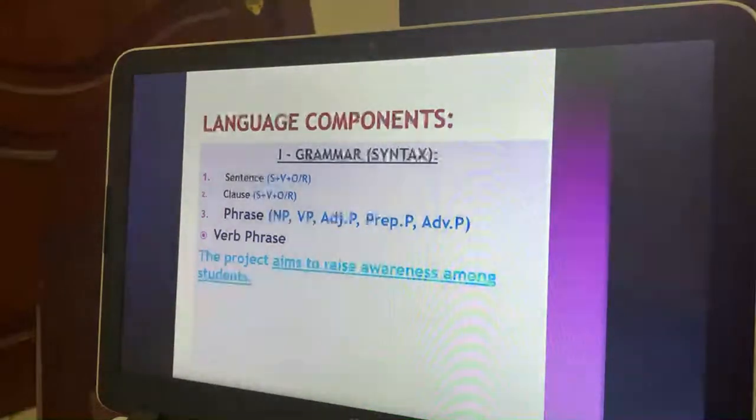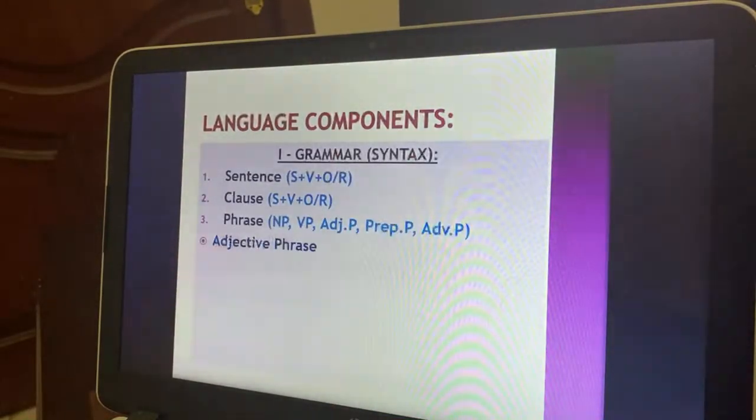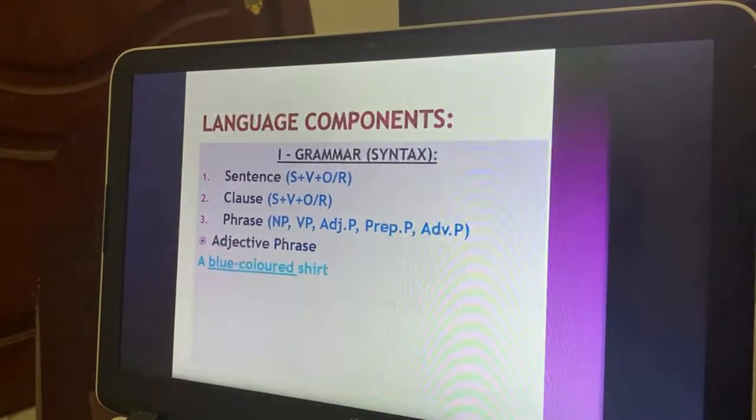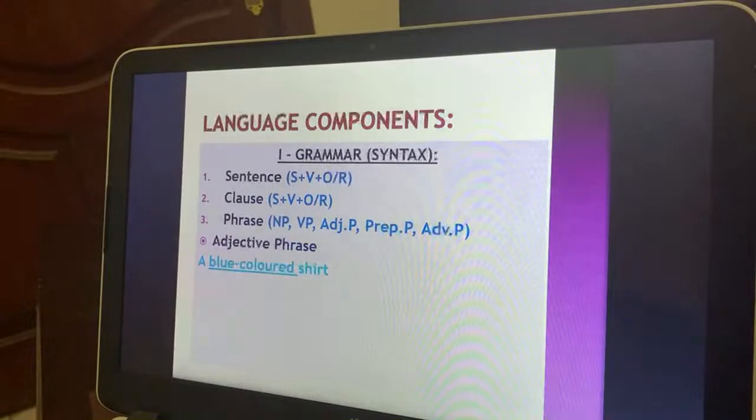Then we move on to another part, which is the adjective phrase. And here, of course, when we look at the adjective phrase, we look at how to translate that adjective phrase, as in the case of a blue-colored shirt. Blue-colored, this is the adjective phrase. How do you translate it? الملون بالأزرق. إذن قميص ملون بالأزرق. And this is a noun phrase.